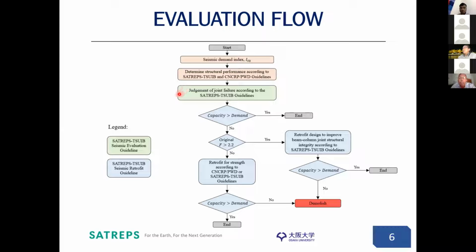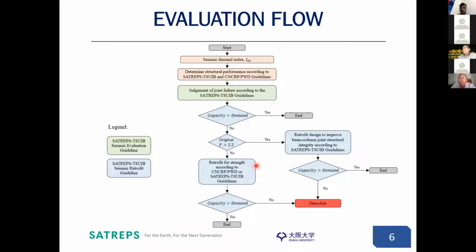And then, according to the SATREPS-TSUIB guidelines, a judgment for joint failure, such as poor joint failure, is made, and their capacity and demand are determined. If the capacity is higher, then we don't need to do retrofitting. If the capacity is lower, then we need to consider one of the cases. First, the original deformation limit. Was it actually exceeding the F limit, which is 2.2?